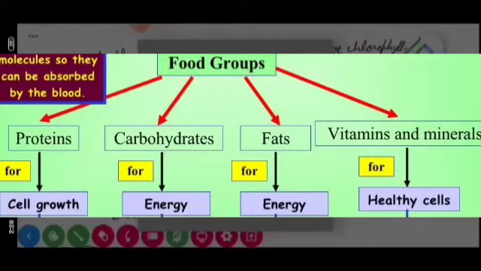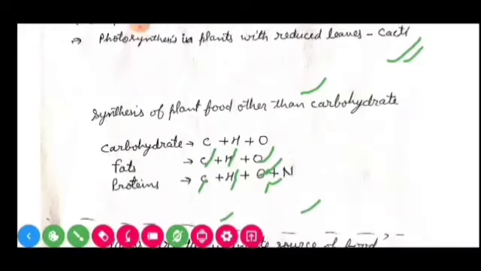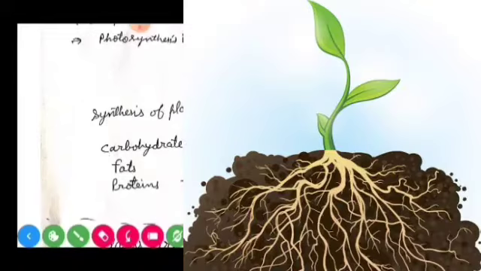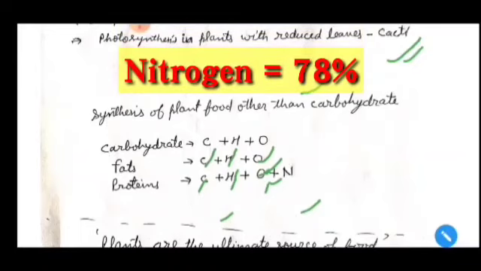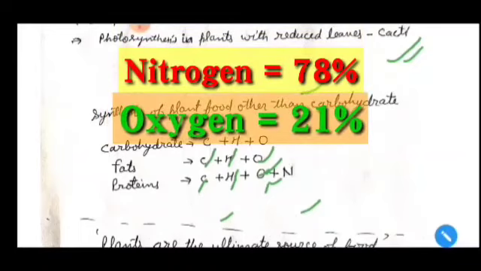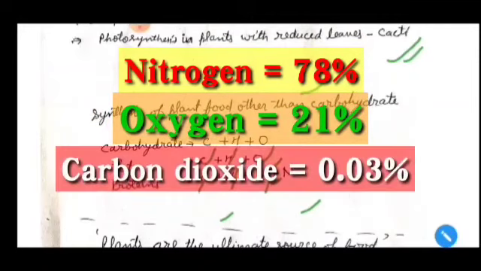So as I say, plants synthesize protein also. For the synthesis of protein, nitrogen is required. That nitrogen is taken by the plants through the roots. They cannot take the nitrogen present in the atmosphere, although in the atmosphere approximately 78% is nitrogen, 21% oxygen, 0.03% carbon dioxide.